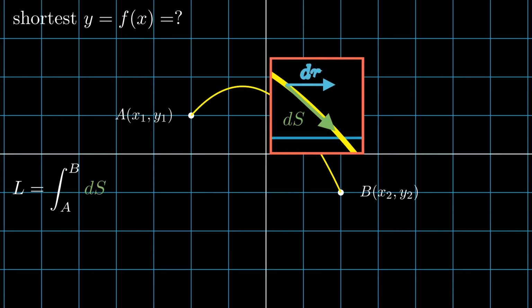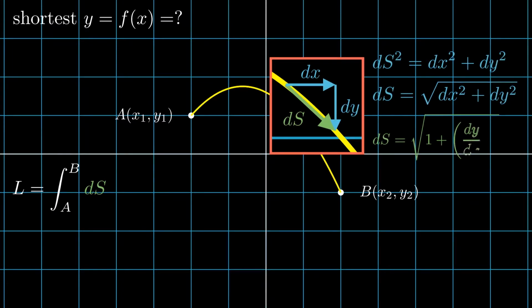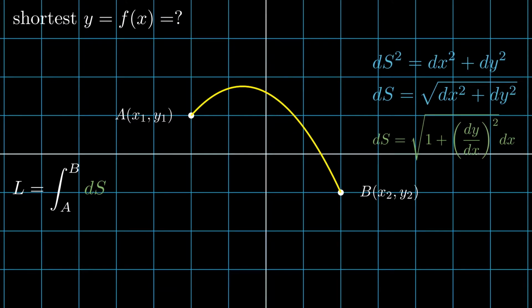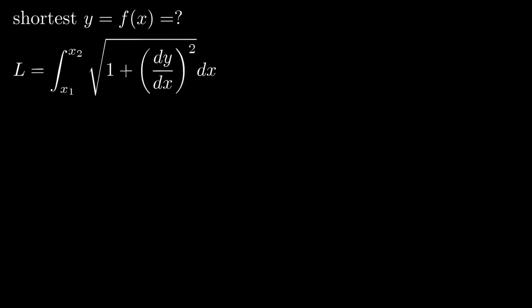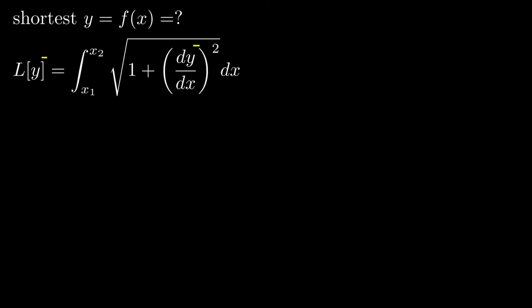We can then break ds down into dx and dy components, little nudges in the x and y direction, and then use the Pythagorean theorem. After simplification, we're left with a crazy looking expression to put into our integrand. And so to recap, we've just derived the functional, taking in a function and outputting a number, its length, which we want to minimize. Just a reminder, by the way, the right side is going to be a number in the end because it's a definite integral.